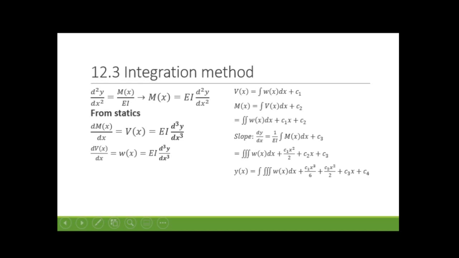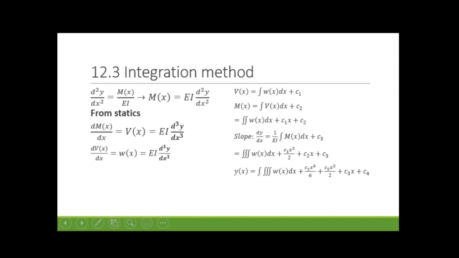If we continue with one more integration of the moment, and divide it by EI constant, we obtain the slope, dy over dx, equal to the integral plus one more integration constant, C3. With one more integration, the last integration, we have 4 integration constants. And this is how we can find the relationship between y(x) and the loading.